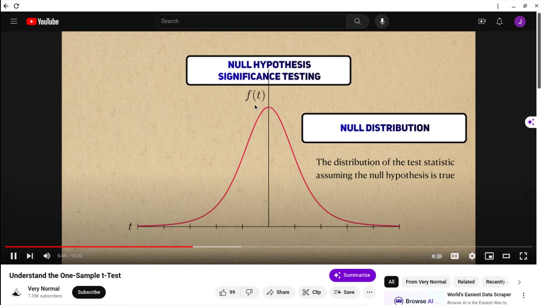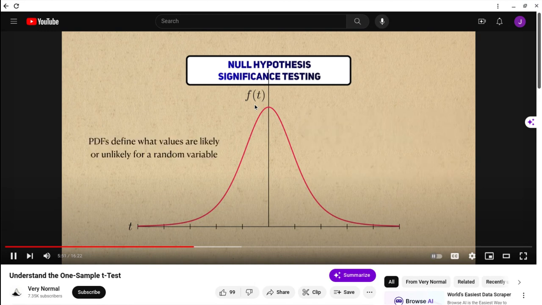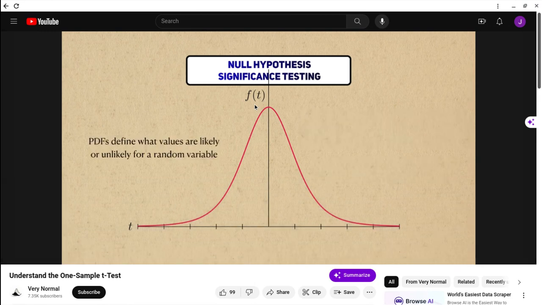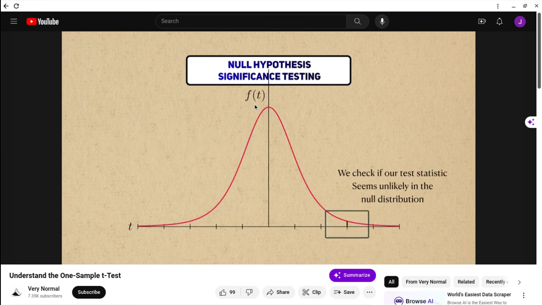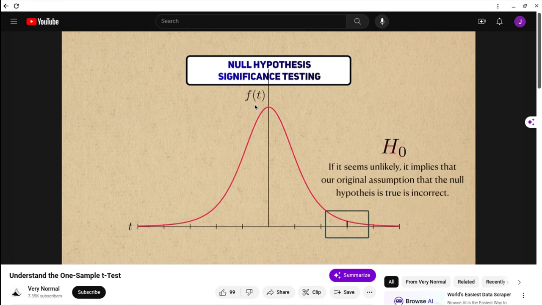But it doesn't matter much here, and here's the key idea. Remember that a probability density function tells us what values are likely and unlikely for a given random variable. After we calculate our test statistic, we'll see where it falls within this null distribution. If our test statistic looks unlikely in the null distribution, that implies that our original null hypothesis may be wrong.